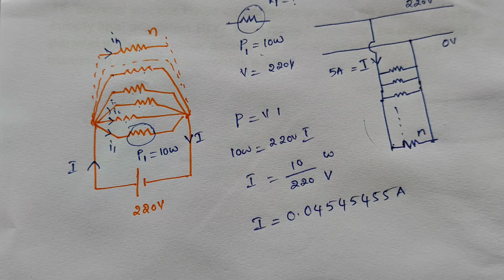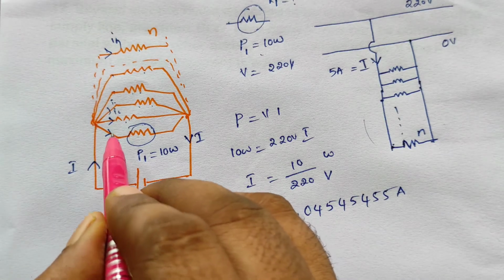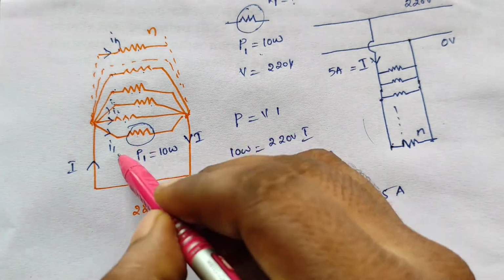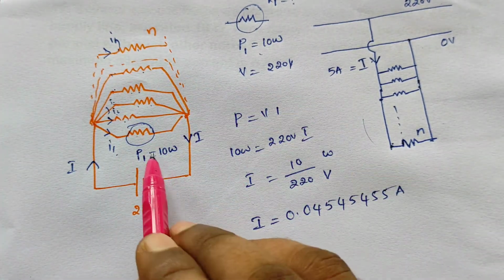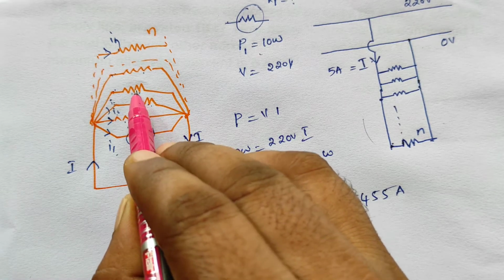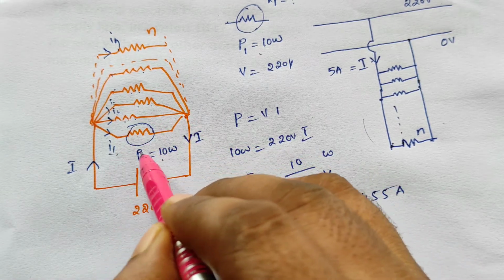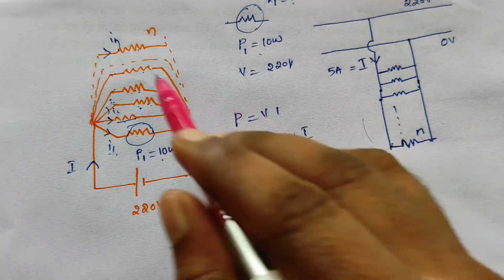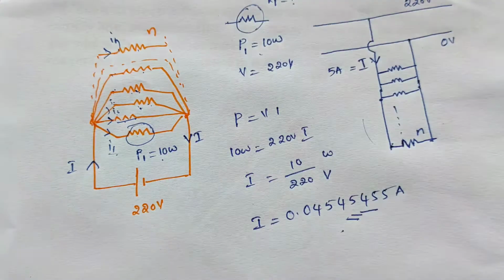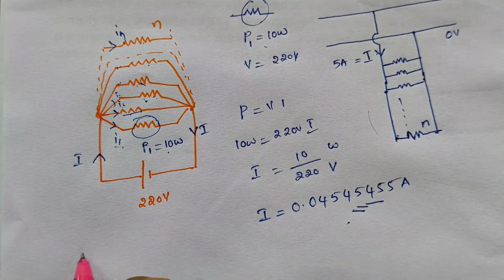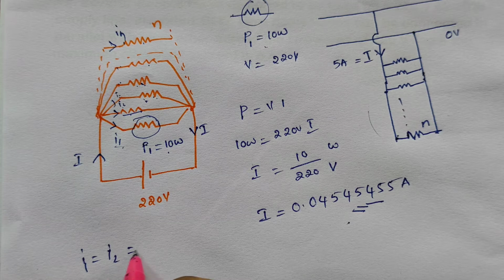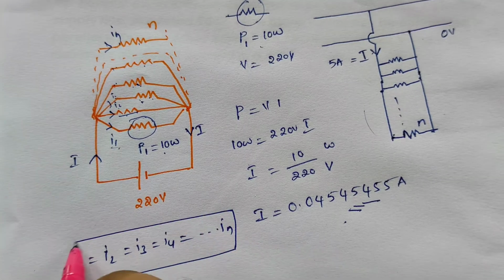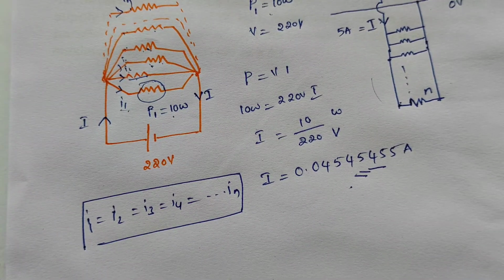If you observe, I1 is equal to I2 is equal to I3 is equal to I4 is equal to I5 is equal to I6. So all needed the same current only, right? This is 10 watt, this is also 10 watt, this is also 10 watt. That indicates this resistor also needed this current, and like that, for all of these, the same current only. So here we can write that I1 is equal to I2 is equal to I3 is equal to I4, and so on to IN. That many resistors, IN will be there.